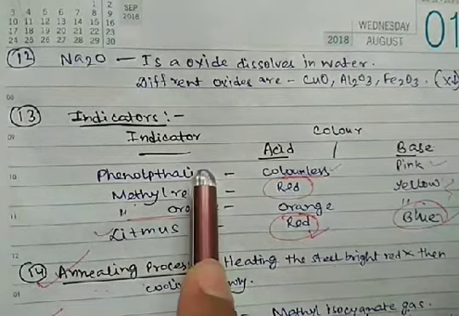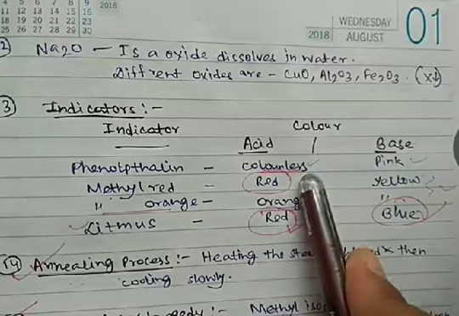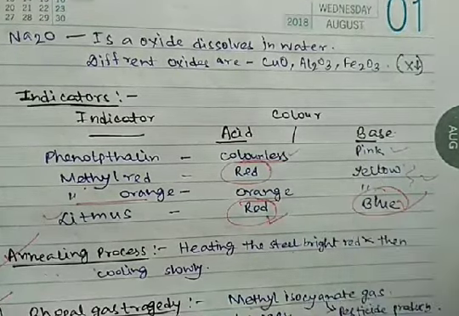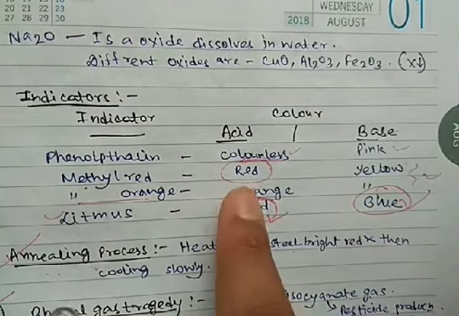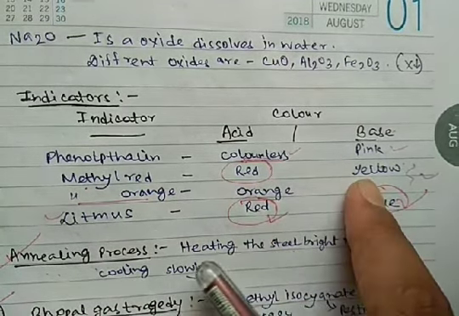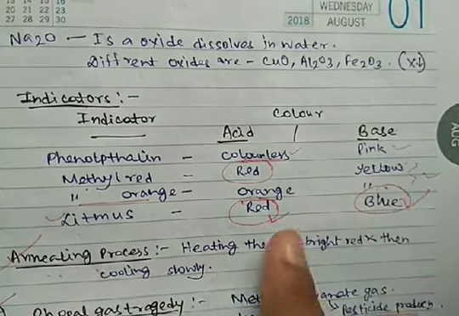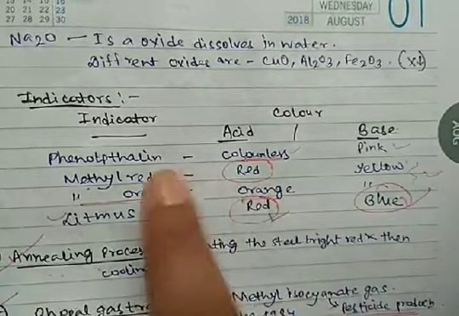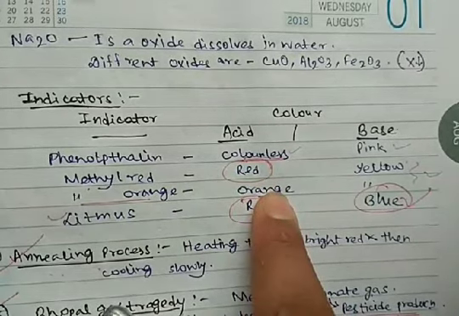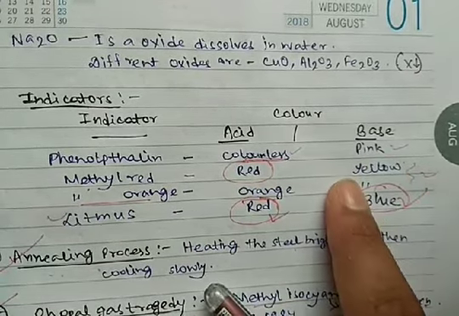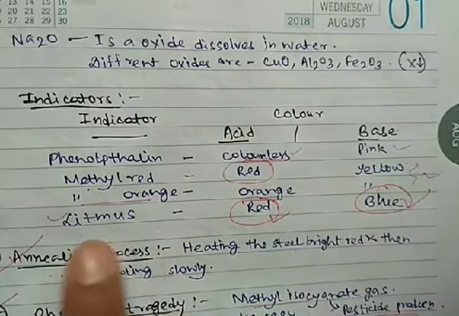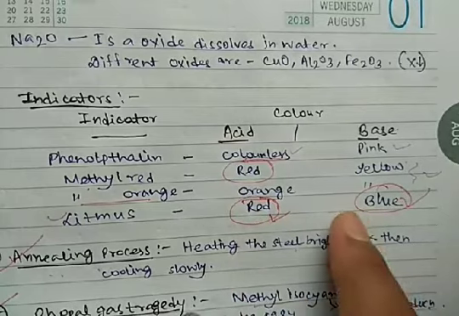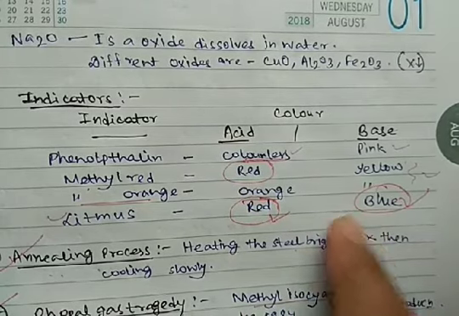The phenolphthalein, in acid it shows no color, it is colorless, and in the base it shows pink color. The methyl red shows red color in acid, and in the base it shows yellow color. The methyl orange, same, in acid this one is red, this one is orange. For methyl red this is red, methyl orange this is orange, and for the base both are yellow. The litmus shows red color in the acid and blue color in the base.